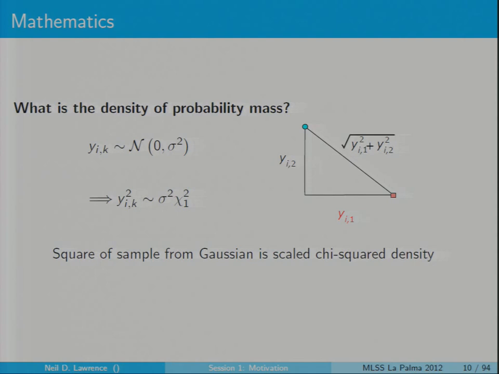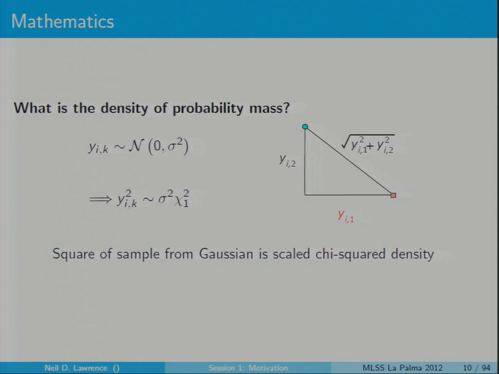So the distance is given by the square root. Now, I can't do much with the square root. Well, you can, but it's actually easier to work with the square of the distance, and that's going to be an ongoing theme in everything I do. It turns out that the square of this distance is chi-squared distributed. That's a known statistical thing, used quite a lot. So each of these samples, their squared length is chi-squared distributed, and if you want the square of the distance of the whole thing, it's the sum of some chi-squared distributed variables.